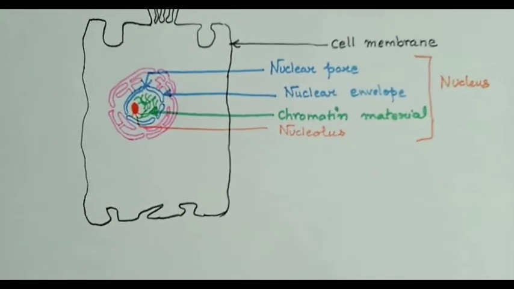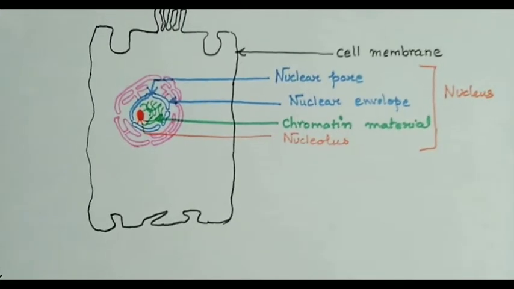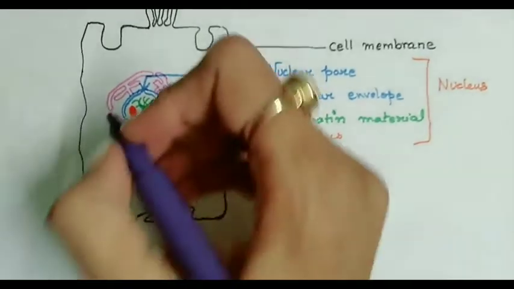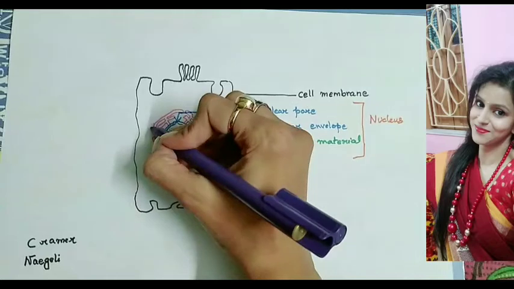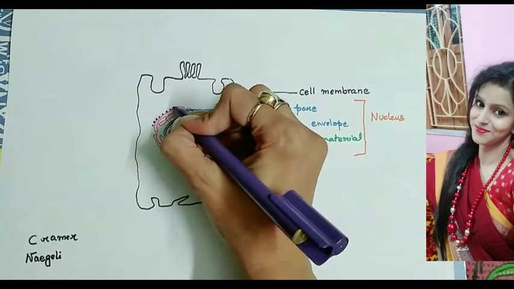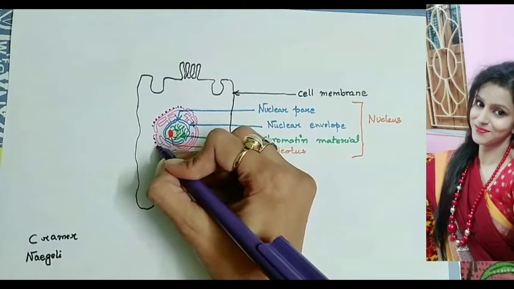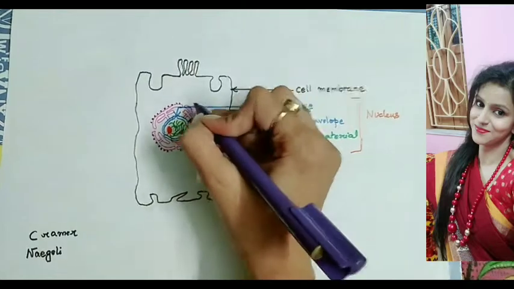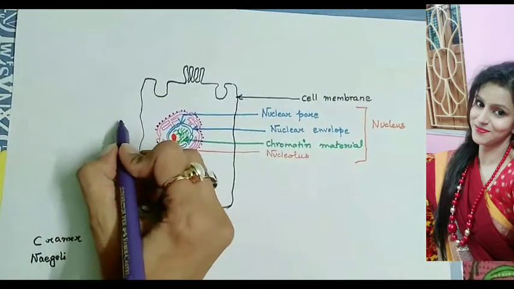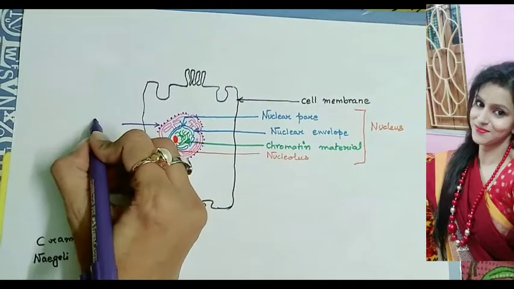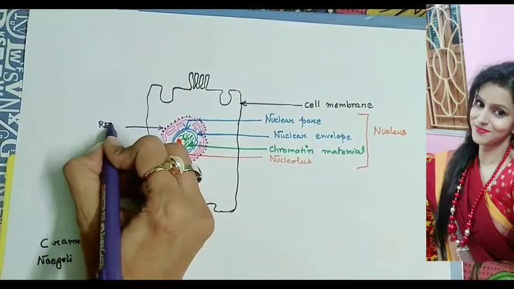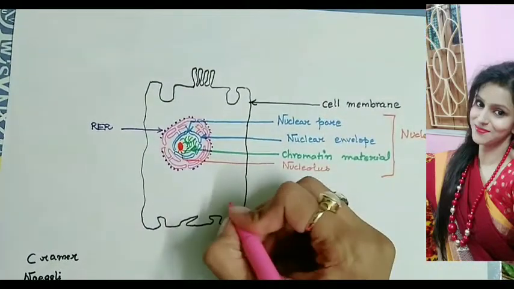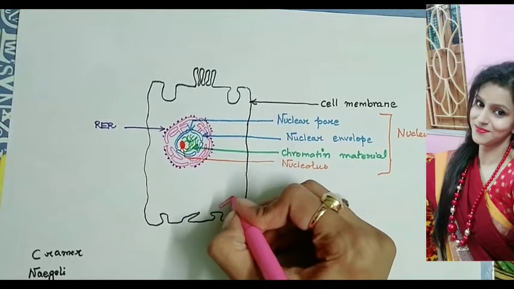Now let me do the next organelle, that is ribosomes. I will do that with a different color. So just see, just above the endoplasmic reticulum you will see some ribosomes present, or some ribosomes are attached to this endoplasmic reticulum. But don't think that these ribosomes are always attached to the endoplasmic reticulum. The ribosomes which are attached to the endoplasmic reticulum, when it is attached, then that is known as RER. Okay, that is rough endoplasmic reticulum.